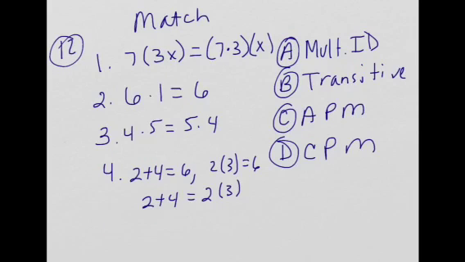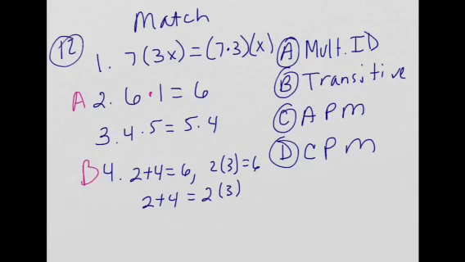Matching. All right, so remember that multiplicative identity means that we're going to be multiplying by 1 to get the same number that we started with. So multiplicative identity is going to go with number 2. Transitive means that we have 3 different problems and they all equal each other. So 2 plus 4 is equal to 6. 2 times 3 is equal to 6. So 2 plus 4 equals 2 times 3. So transitive is going to be number 4.